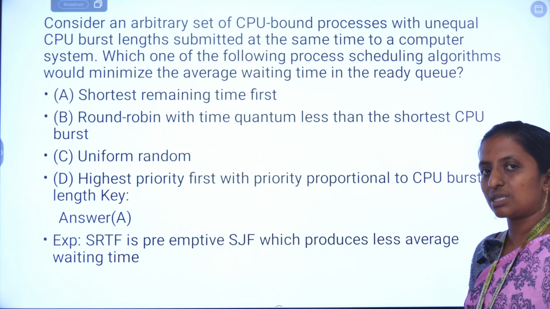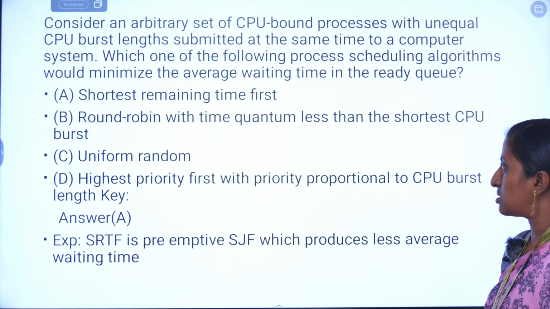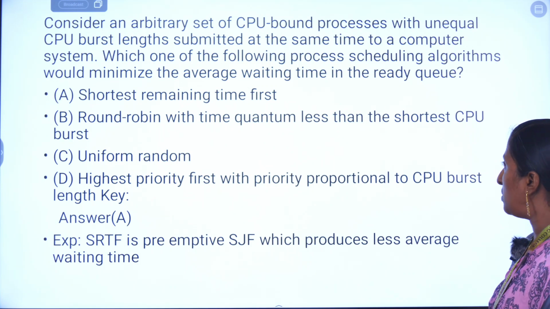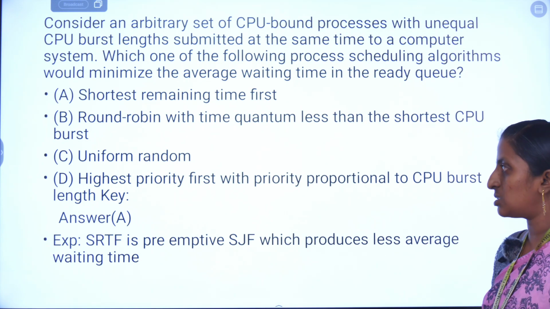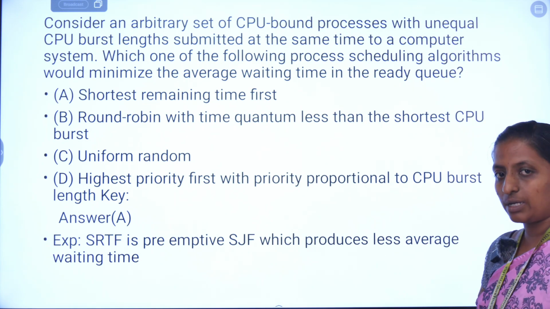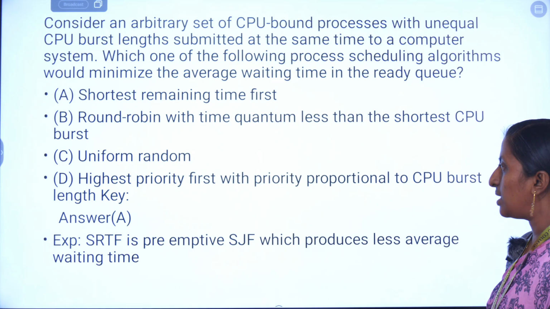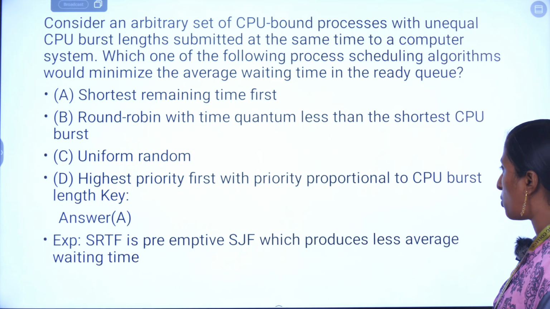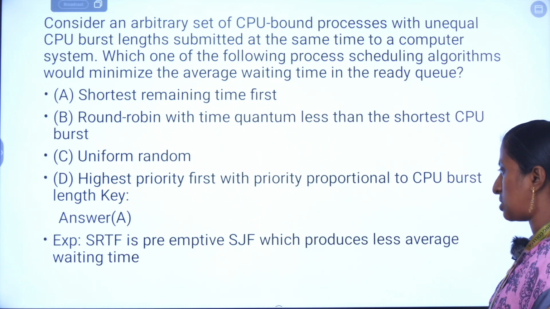Let's see the options given here. First one is shortest remaining time first. Second one is round robin with time quantum less than the shortest CPU burst. Third one is uniform random. And the last one is highest priority first, with priority proportional to CPU burst length.